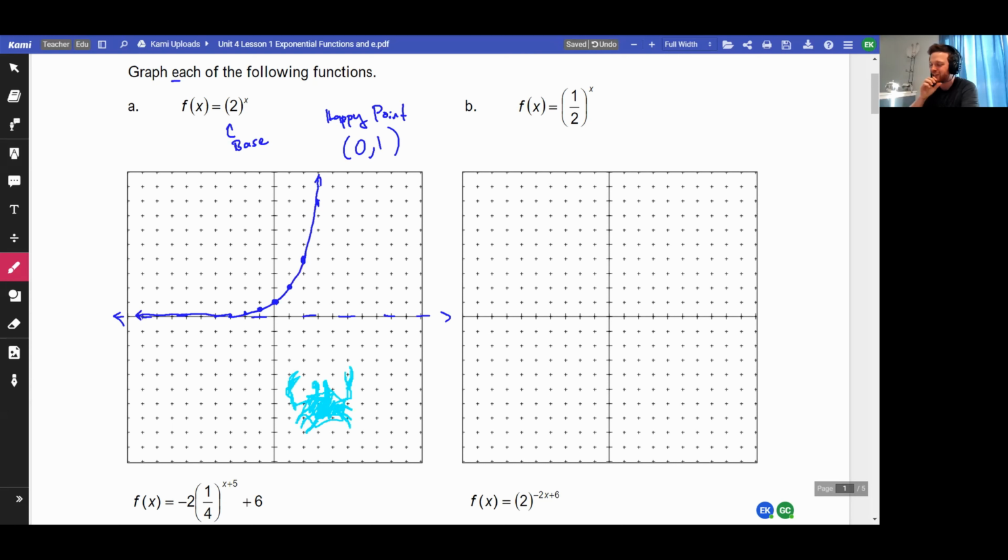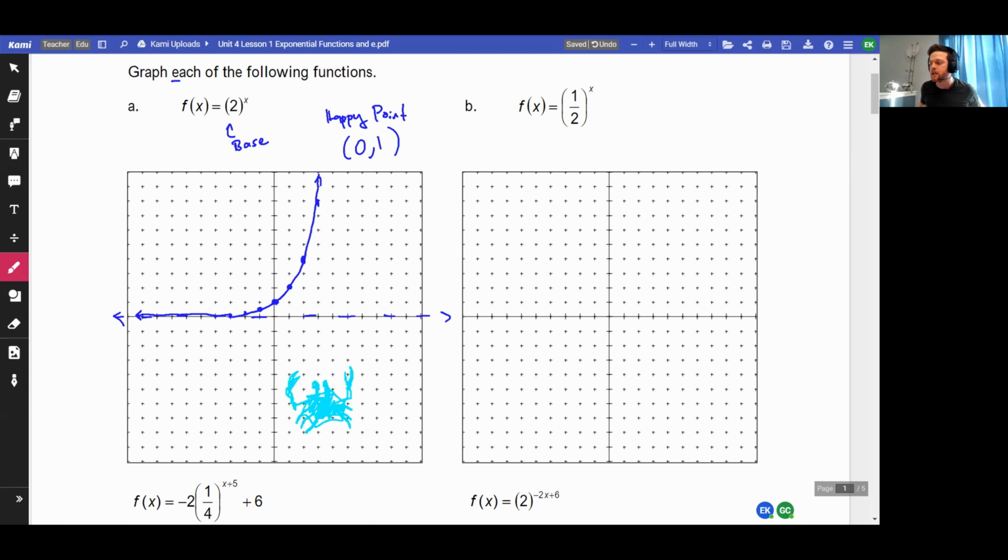Mid exponentiation. All right, we're activating our prior knowledge. We got our exponential. We've talked about some vocabulary: base, happy point, which is a totally made up term that is not a technical term. Base is a technical term. And we got our crab mascot.